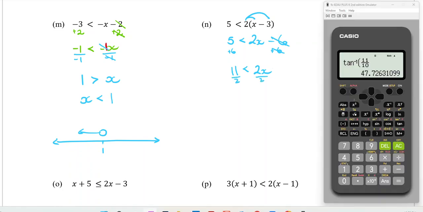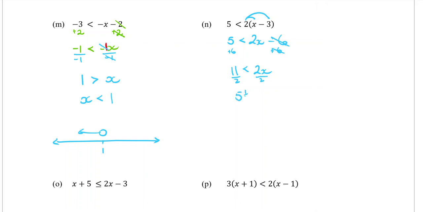11 divided by 2, you can use your calculator because that one won't go very nicely. 11 divided by 2 as a decimal is 5.5. So we have 5.5 is less than x, or turning it around, x is greater than 5.5. So in the middle of the number line, 5.5, open circle, greater than is pointing to the right.